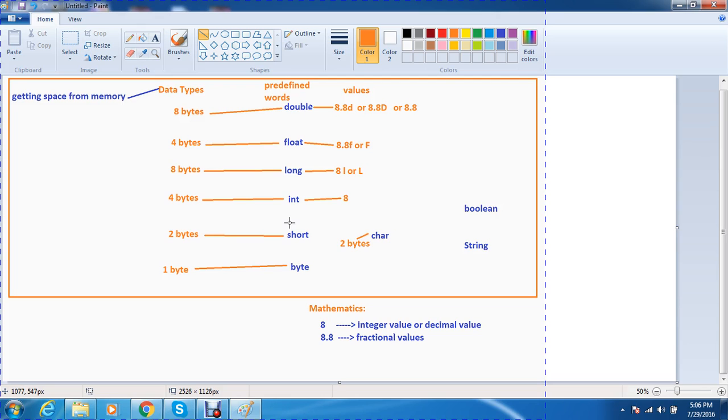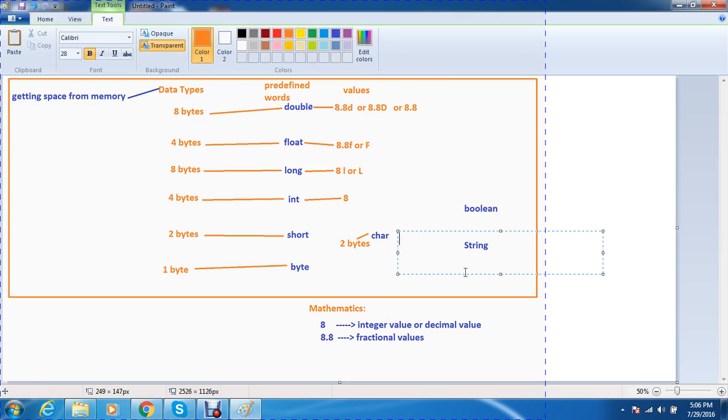Okay, observe first. Let us understand the char value first. What is a char value? Please observe. Any single character within single quotation marks is called a char value. Any single alphabet within single quotation marks is called a char value.